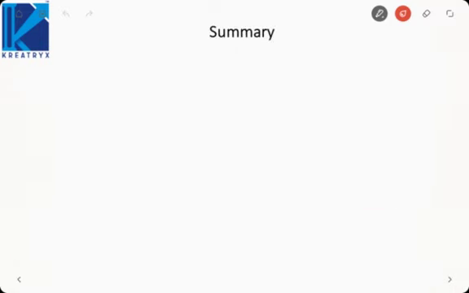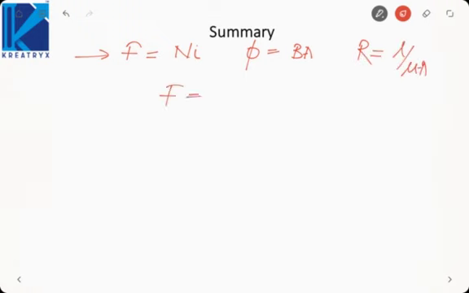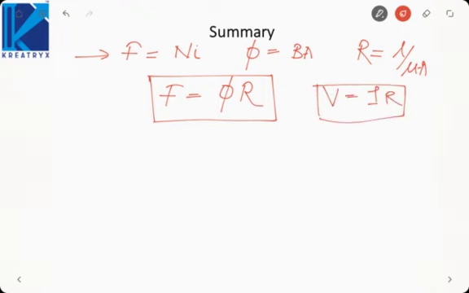Okay, so let us summarize what we learned today. We first saw MMF. MMF is equal to N into I. Then we saw flux. Flux is B into A. Then we saw reluctance, which is L by mu A. And we saw the relation similar to Ohm's law, F is equal to phi into R, similar to V is equal to IR. F is the magnetomotive force, V is the electromotive force. Then we saw that introduction of an air gap makes the equivalent reluctance R core plus Rg. So reluctance increases. That means the current will also increase for a constant flux.